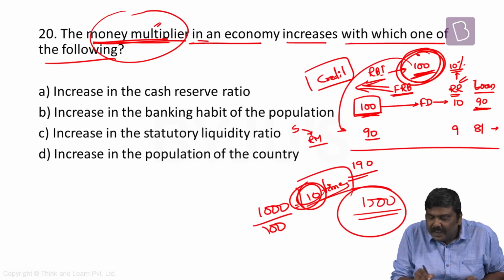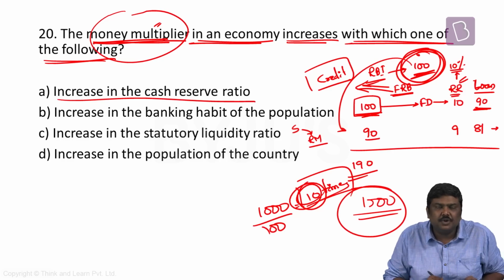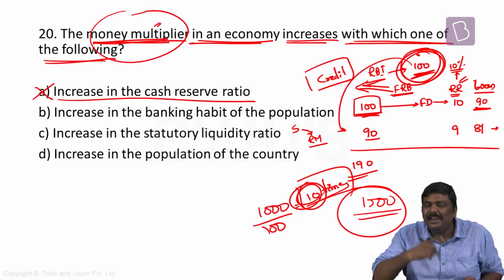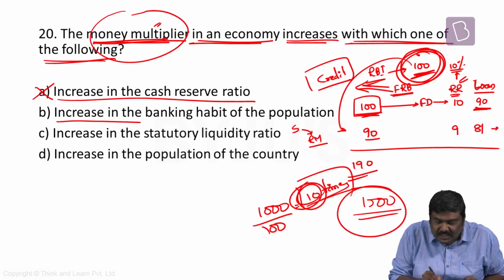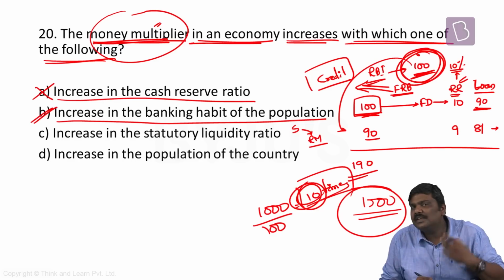The money multiplier in an economy increases with which one of the following? Increase in the cash reserve ratio? No, this will not lead to an increase in the money multiplier. Increase in the banking habit of the population? Definitely yes. Let me give an example.